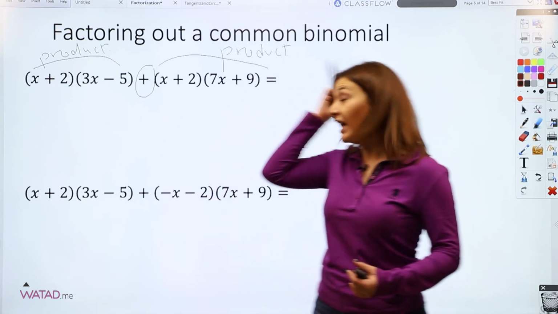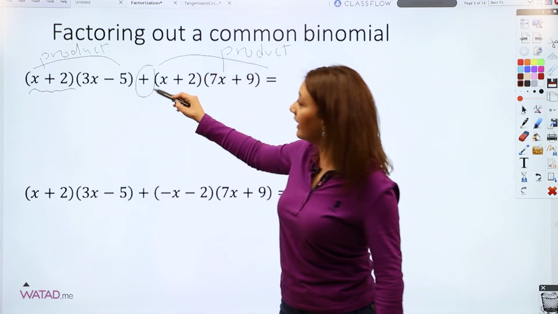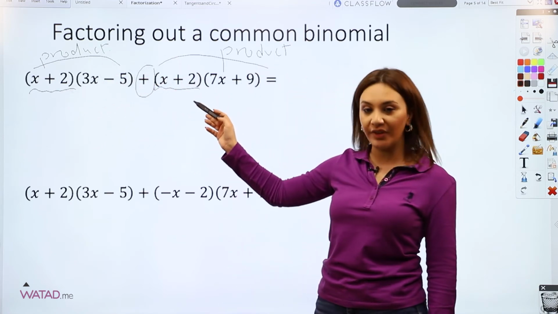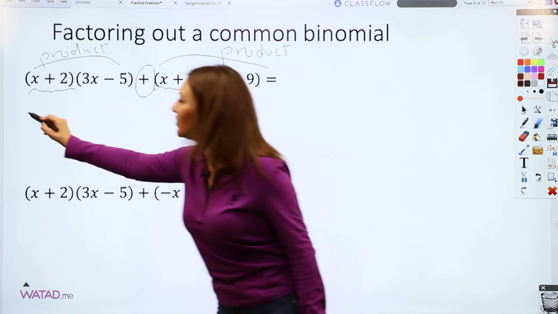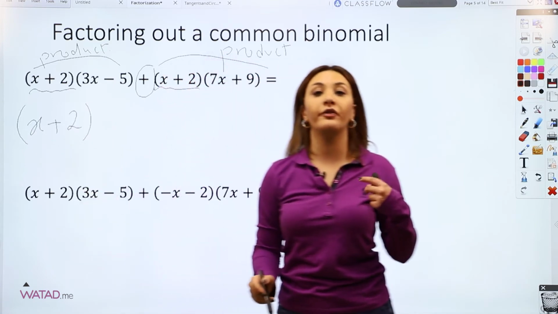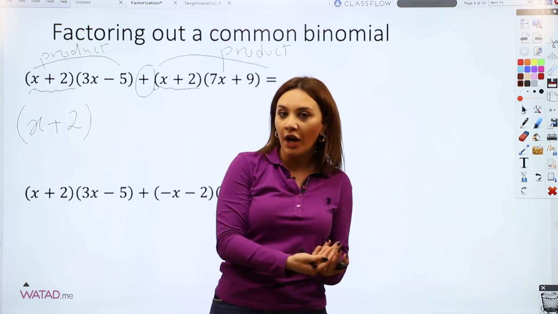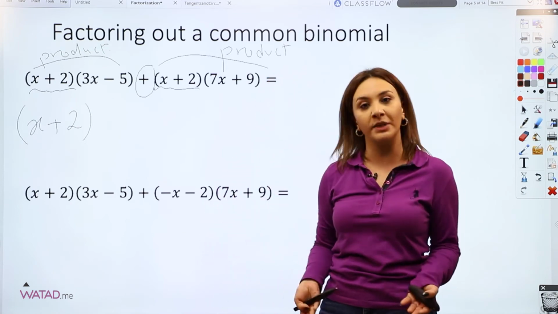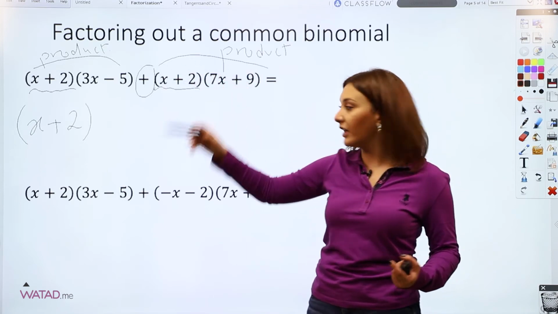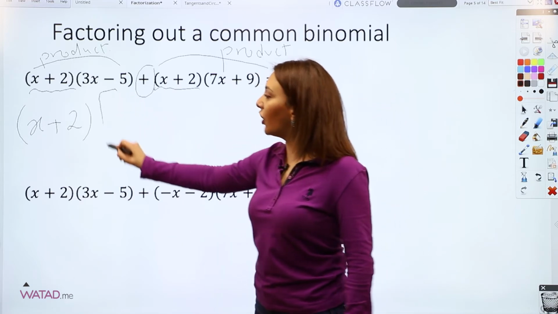How can I do this? I notice that there is a common monomial between the two products: x plus 2 here and x plus 2 there. So I can take x plus 2 as a common factor, like the one we did before. For example, I have 9 and 15. They are both multiples of 3, so I take 3 in common. This is the same thing, but with polynomials, okay? So this is x plus 2 in both products, so I take x plus 2 as a common factor. What am I left off?